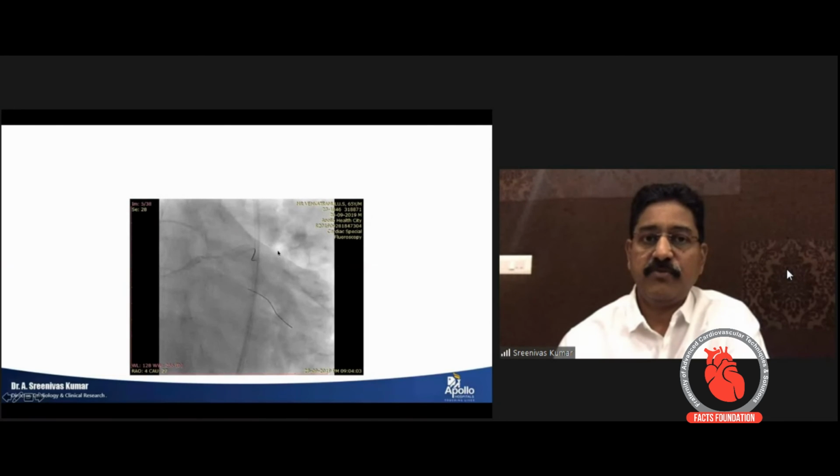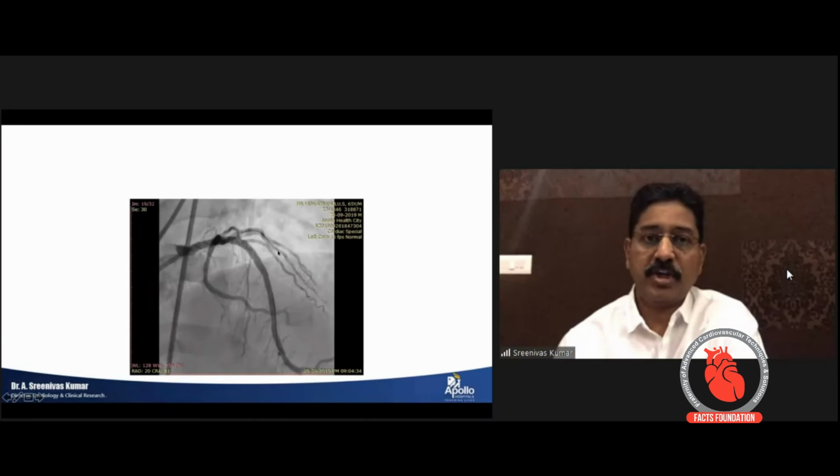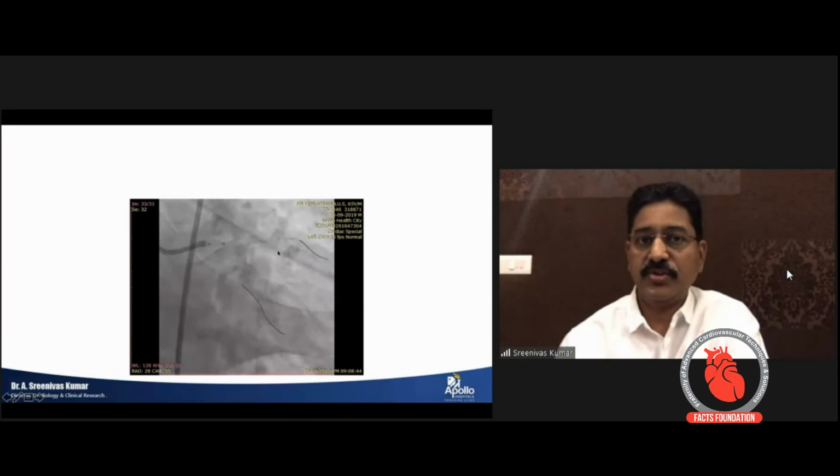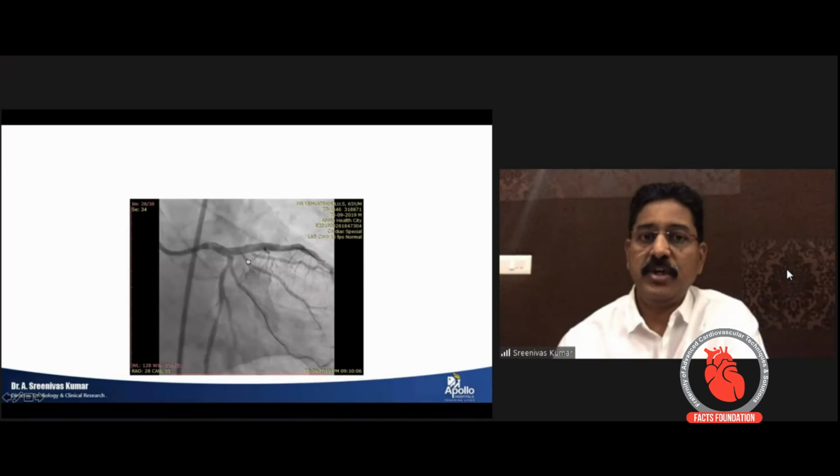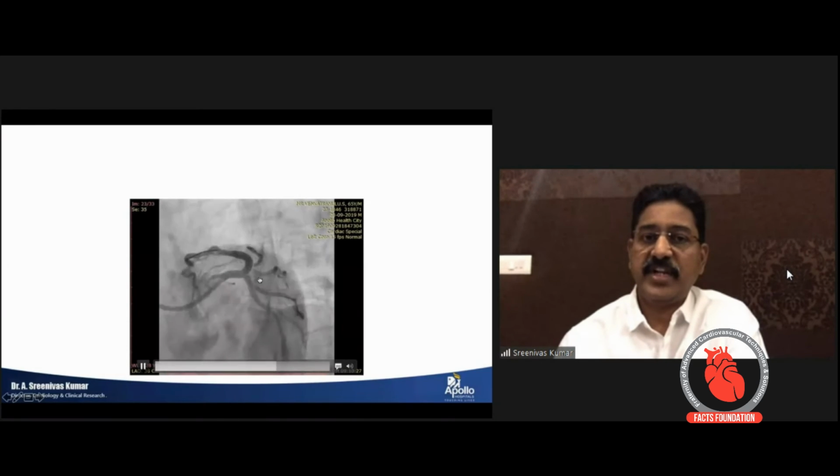That was the appearance before. Then we also decided to do a POT with a 5 mm balloon proximally before doing an OCT, because the left main was big as per the dimensions measured before. This is the appearance after dilatation. There is a small shelf-like thing there, but flow was quite good.